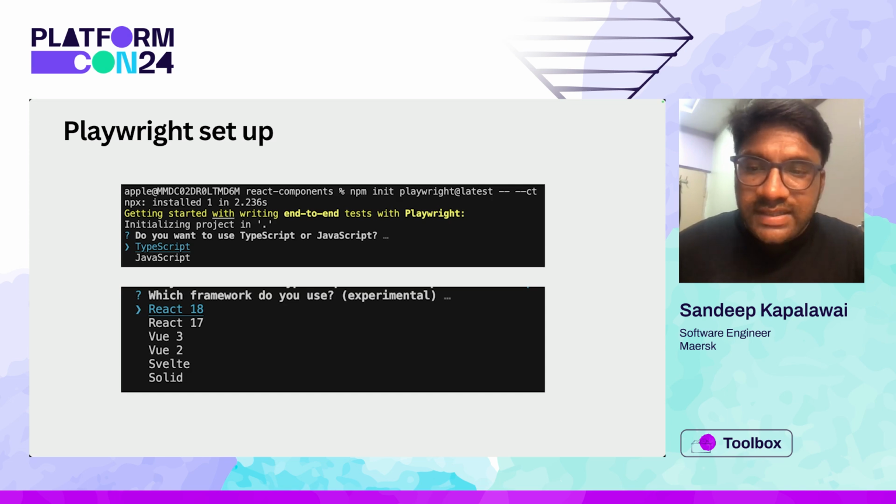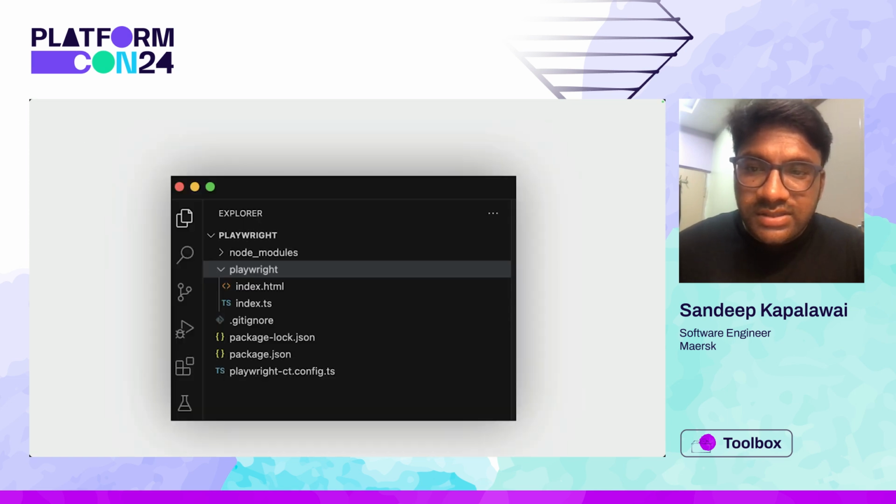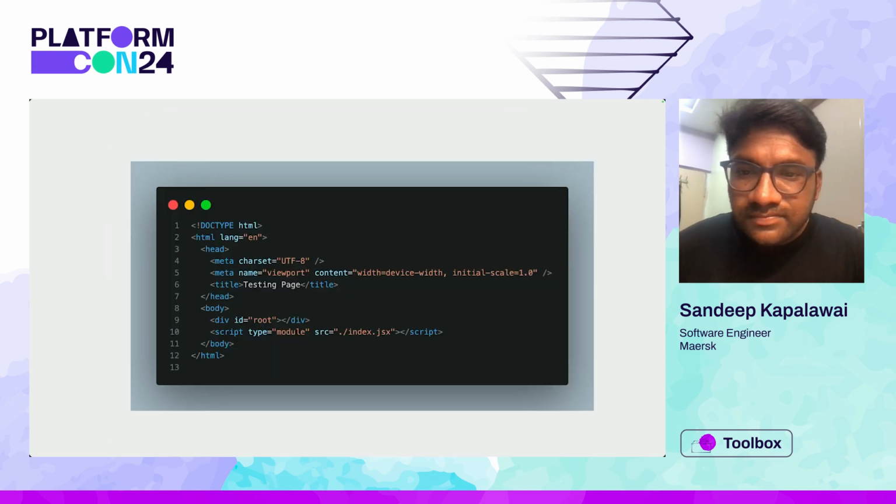So it supports React 18, 17, Vue 3, Vue 2, Svelte, and Solid that we have discussed. And you can also write your tests in TypeScript or JS, depending on your preference. Once you execute these steps, you'll be able to see Playwright created in this way, where you have node_modules. Playwright has created two files: one is index.html, index.ts, followed by package.json and the config. We are going to discuss that in the next slides.